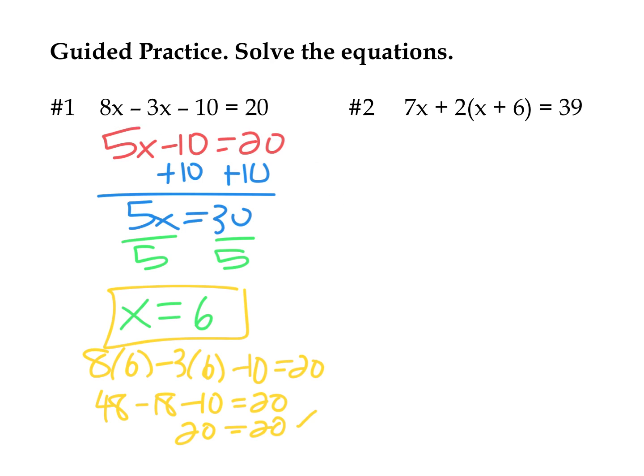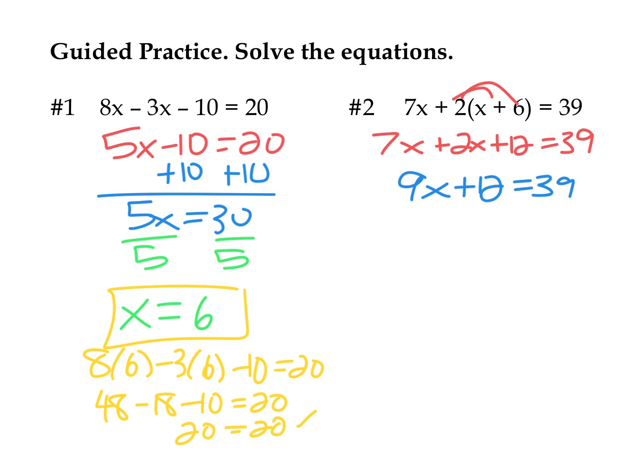All right, in this next example, the first thing we want to do to simplify is distribute. Distributing and combining like terms are our most common ways that we're going to simplify one side of the equation. So we have 7x plus 2x plus 12 equals 39. And then we can add the 7x and 2x together to get 9x. They're on the same side of the equal sign, so we're not doing inverse operations, we're just combining like terms.